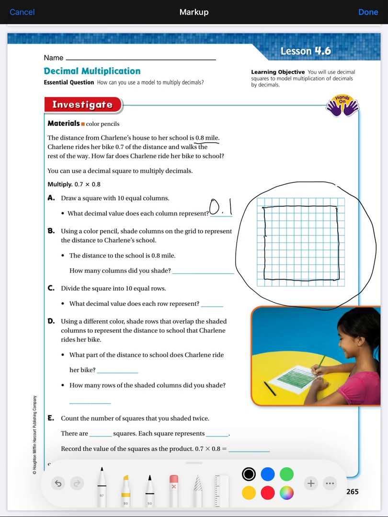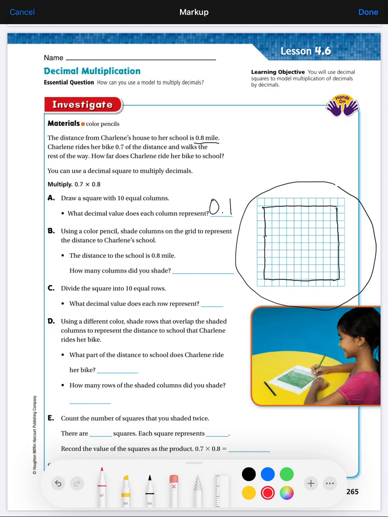Then it says, using a colored pencil, shade columns on the grid to represent the distance to Charlene's school. Okay, so I'm going to use red for this particular piece. You do not have to use a colored pencil. You can just use your pencil. You can grab a colored pen if you need it. Okay, whatever's going to help you is totally fine by me.